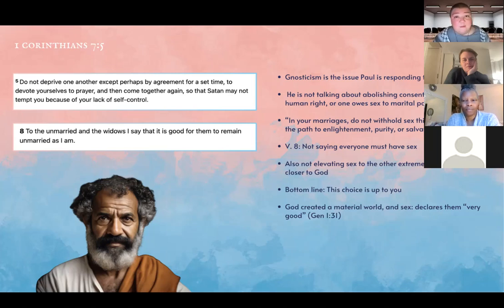So Paul is not saying everyone must be having sex, nor is he, as some believers have, elevating sex to the other extreme as being some sort of path to experiencing God in a closer way. There is here a clear picture: the choice is up to you. You can remain unmarried. You can remain celibate like me. But God is a God who created the material world. In Genesis 1, he made a material world, made our bodies, created sex. And at the end of it, he declares that it is all very good.